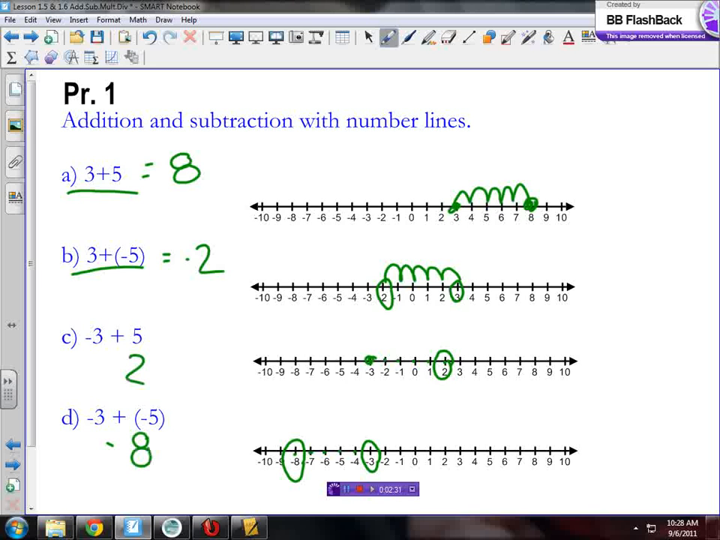Basically, the biggest thing that we want to get through to you guys today is the fact that 3 minus 5 is the same thing as what? 3 plus a negative 5. Okay? So that's what I want to get through to you today, that you could write a minus sign as a plus and a negative number.